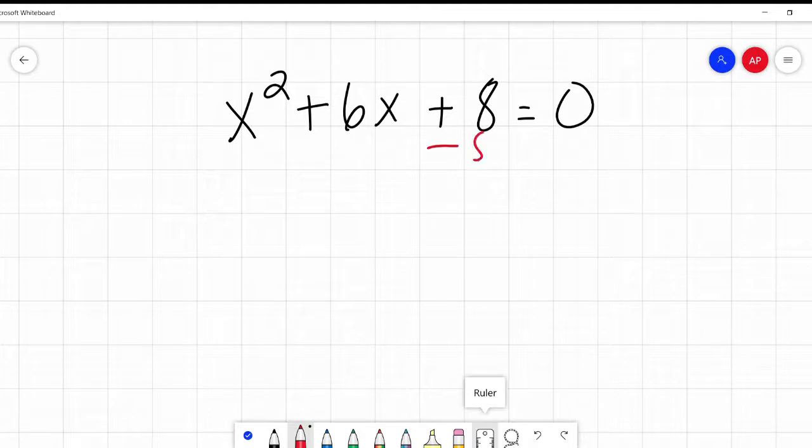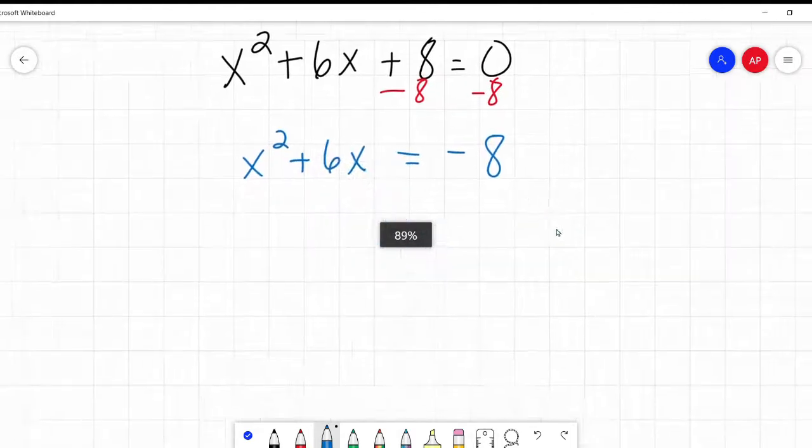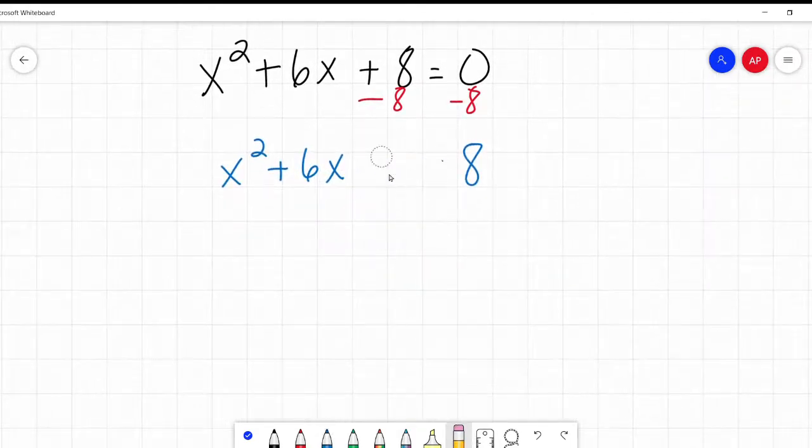So to do that, I'm going to subtract 8 from both sides. That gives me x squared plus 6x on the left. The 8's cancel out, and on the right I have negative 8. Now I'm going to do the process of completing the square. I'm going to spread this out a little bit and give myself a little extra room.